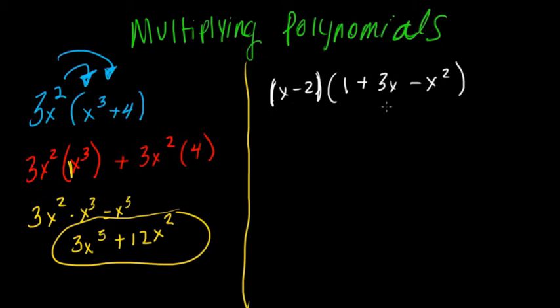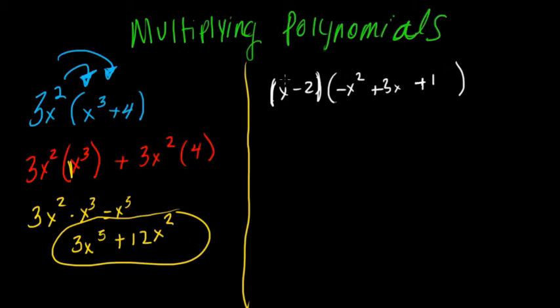Let's make this a little bit easier so we don't have to rearrange it after we distribute. Let's go ahead and put this in standard form. So in standard form, that problem would be minus x squared plus 3x plus 1. That way, when we multiply, it'll automatically come out in standard form. All right, so let's get started here.